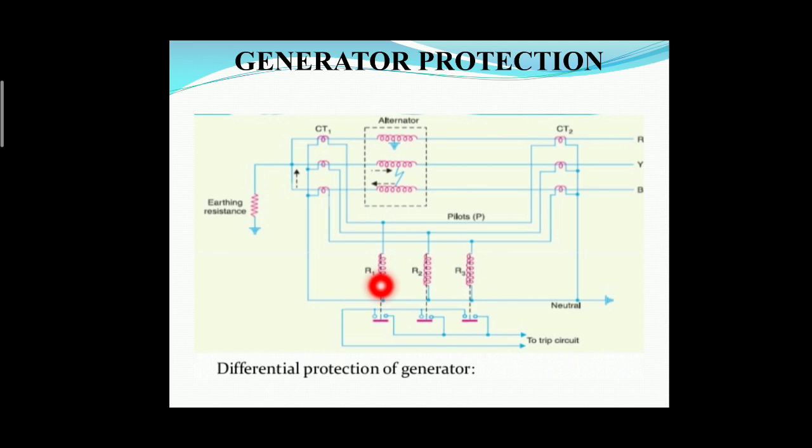When there is a difference between these two CTs, that differential current will flow through the relay coils. Under normal operating conditions, the difference between these two CTs is equal to 0. Under abnormal conditions, the difference between these two CTs will be equal to the sum of the currents, and that current will flow through this relay coil. Then automatically the relay coil will be operated.